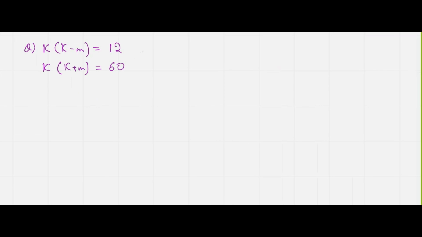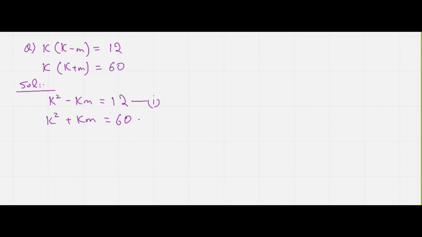Okay, so I'm not going to name these two equations at the moment. I will try to expand them first. It will become k square minus km equals to 12. Okay, now this is something that I'm going to name now. So this is my equation number 1, and then this is k square plus km equals to 16.